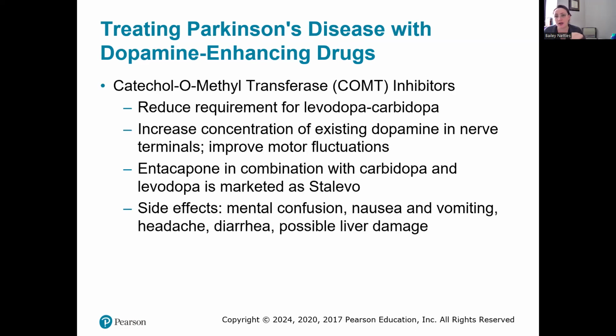Then we have our catechol-O-methyltransferase, or COMT inhibitors. They reduce the requirements for levodopa and carbidopa. They increase the concentration of existing dopamine in the nerve terminals, so it improves motor fluctuations. There is a combo with levodopa, carbidopa, and entacapone. This is called Stalevo. We're going to talk about it on the next slide.